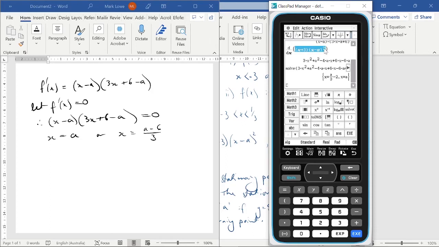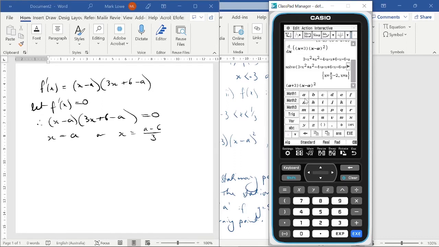So probably the best thing to do is just to put our original function back down there and just replace our x with a. Well, it's actually not going to be too difficult, is it? Because when we replace that with a, we can see that second factor there will end up with 0. So we're going to end up with 0.